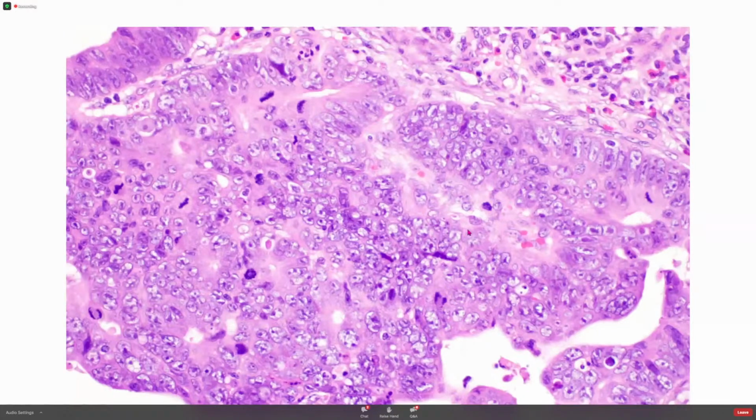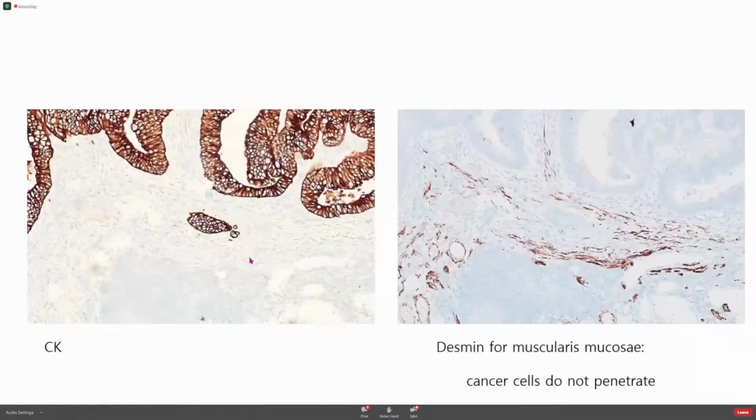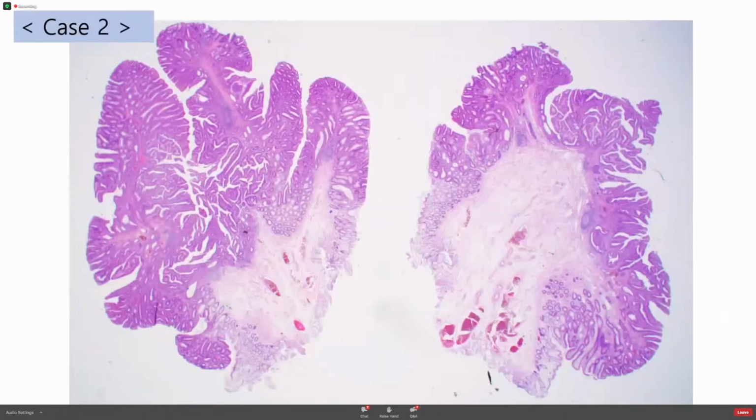So we did immunohistochemistry for cytokeratin for the epithelium and invasive focus. This is the specimen for evaluating the muscularis mucosa. Tumor cells do not penetrate the muscularis mucosa, so this diagnosis is intramucosal carcinoma. So normal, low grade, high grade, and this focus is intramucosal carcinoma.